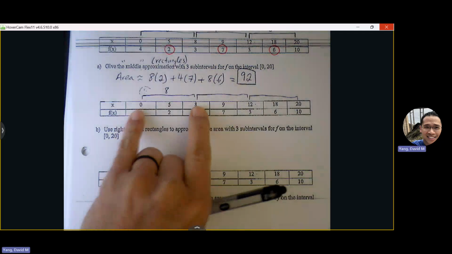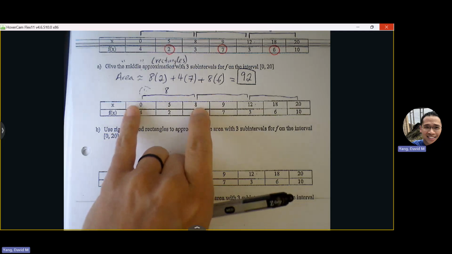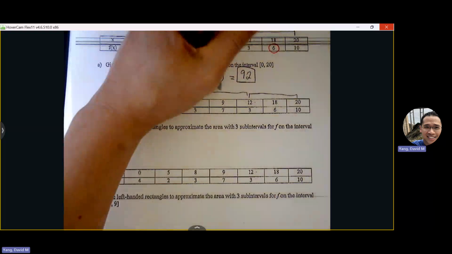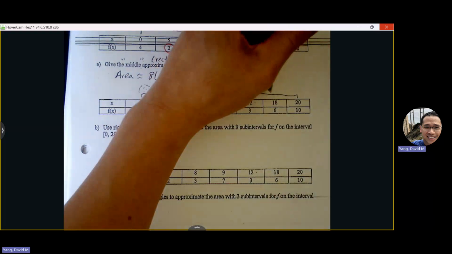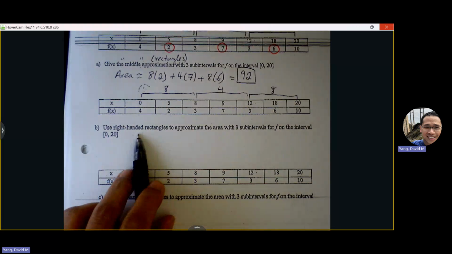Make sure that you're subtracting the endpoints. I see some students adding the 2 endpoints. So you want to find the distance between the 2. That's your width. And then 12 minus 8 is 4. 12 subtracted from 20 is 8. But we want right-handed rectangles.